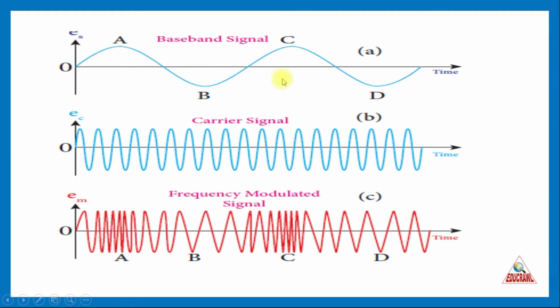First one is the baseband signal, second one is the carrier signal. The carrier signal is superimposed on the baseband, and you can see the frequency modulated signal where in some regions the frequency is greater, in regions like A and C, and in B and D the frequency is less. So this is how frequency modulation is done.